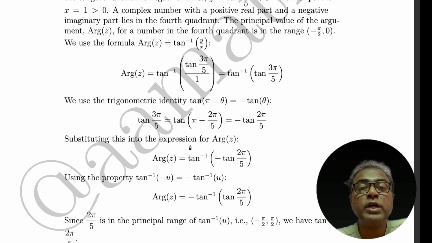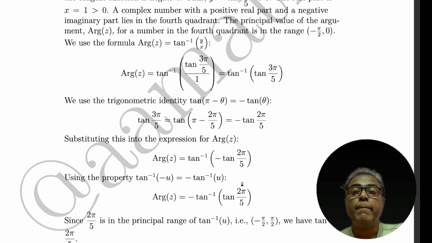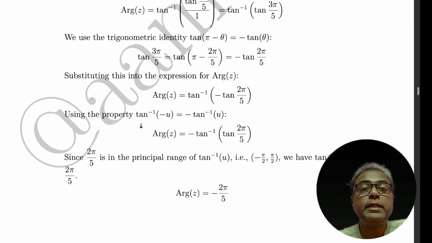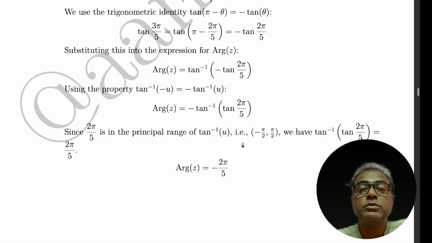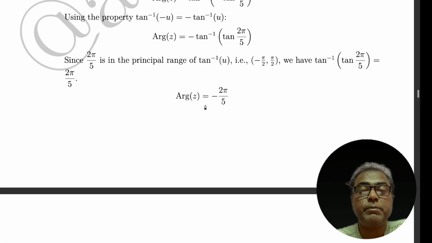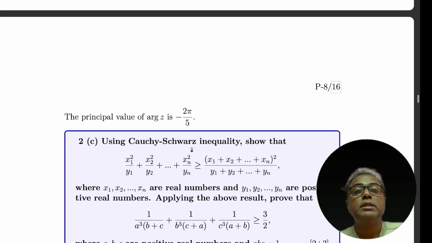Substituting this into the expression, the principal argument of z is equal to tan inverse of minus tan 2 pi by 5. Using the property tan inverse of minus u equals minus tan inverse u, the principal argument of z is minus tan inverse tan of 2 pi by 5. So this equals minus 2 pi by 5. So this is the answer, minus 2 pi by 5.